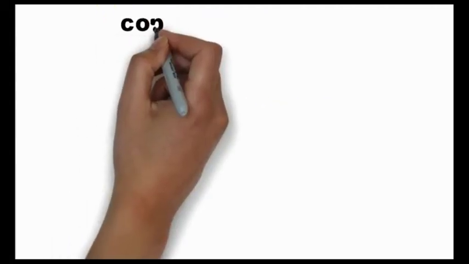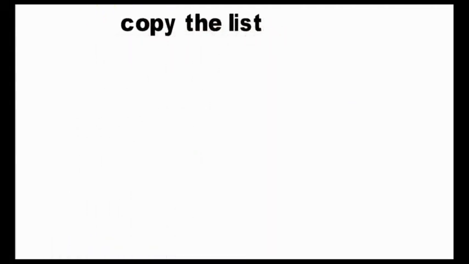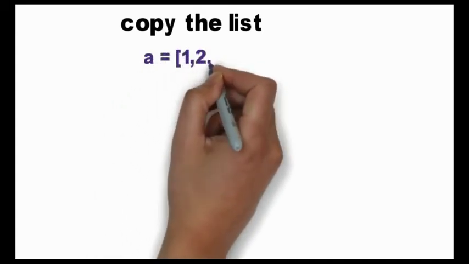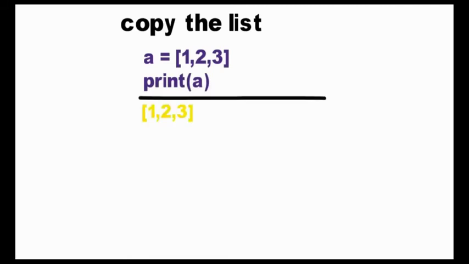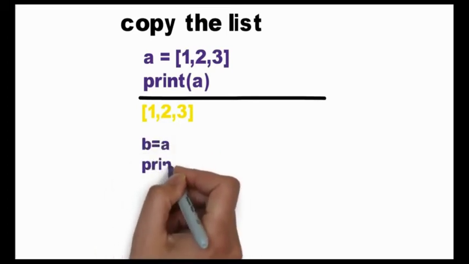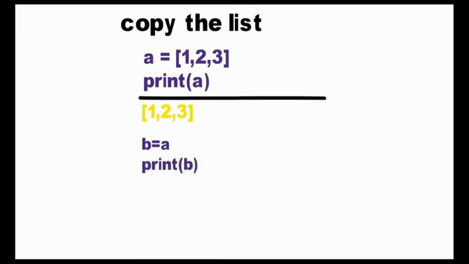Next we shall understand how to copy a list. Copying of a list is somewhat tricky. We shall understand why, step by step. Let's assume we have a simple list A = [1, 2, 3]. If we want to make a copy of this list and assign it to another variable B, we can simply write B = A. So B also has the same items as A.